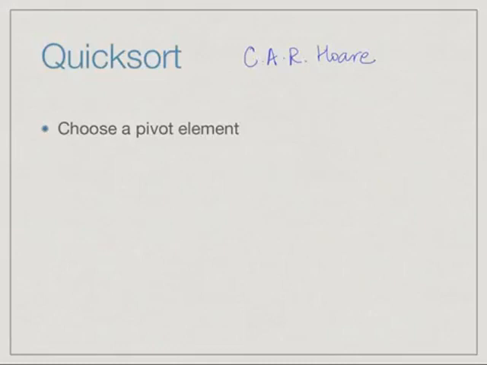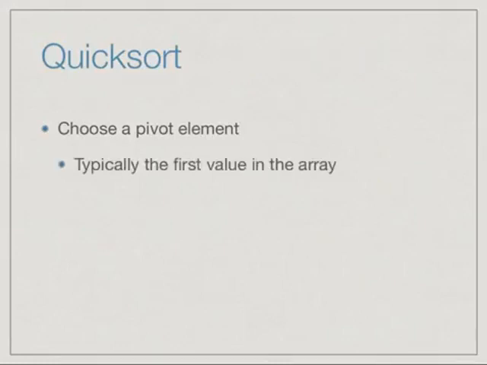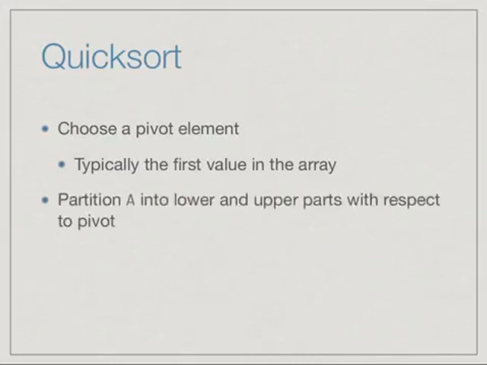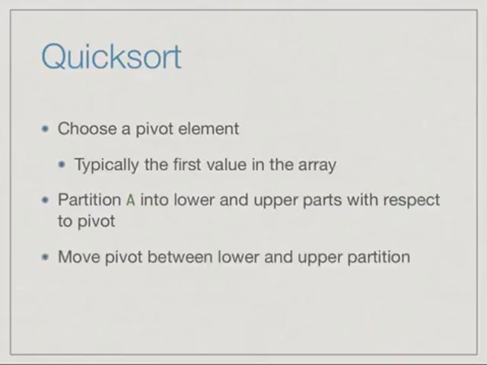and is one of the most famous sorting algorithms. So we choose a pivot element, which is usually the first element in the list or the array. We partition A into the lower part and the upper part with respect to this pivot element. So we move all the smaller elements to the left and all the bigger elements to the right with respect to the choice of pivot element. And we make sure the pivot comes between the two, because we have picked the first element in the array as the pivot. So after this, we want to move it to the center between the lower and the upper part. And then we recursively sort the two partitions.